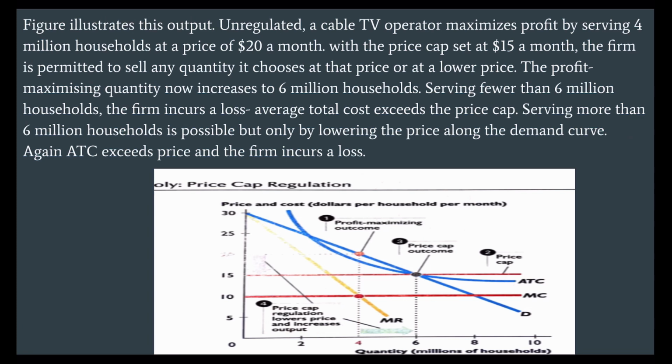Unregulated, a cable TV operator maximizes profit by serving 4 million households at a price of $20 a month. With the price cap set at $15 a month, the firm is permitted to sell any quantity it chooses at that price or at a lower price. The profit maximizing quantity now increases to 6 million households. Serving fewer than 6 million households, the firm incurs a loss. Average total cost exceeds the price cap, you can see here, if it produces below 6 million. Serving more than 6 million households is possible, but only by lowering the price along the demand curve, which you can see in the picture. So again, ATC exceeds price and the firm incurs a loss.